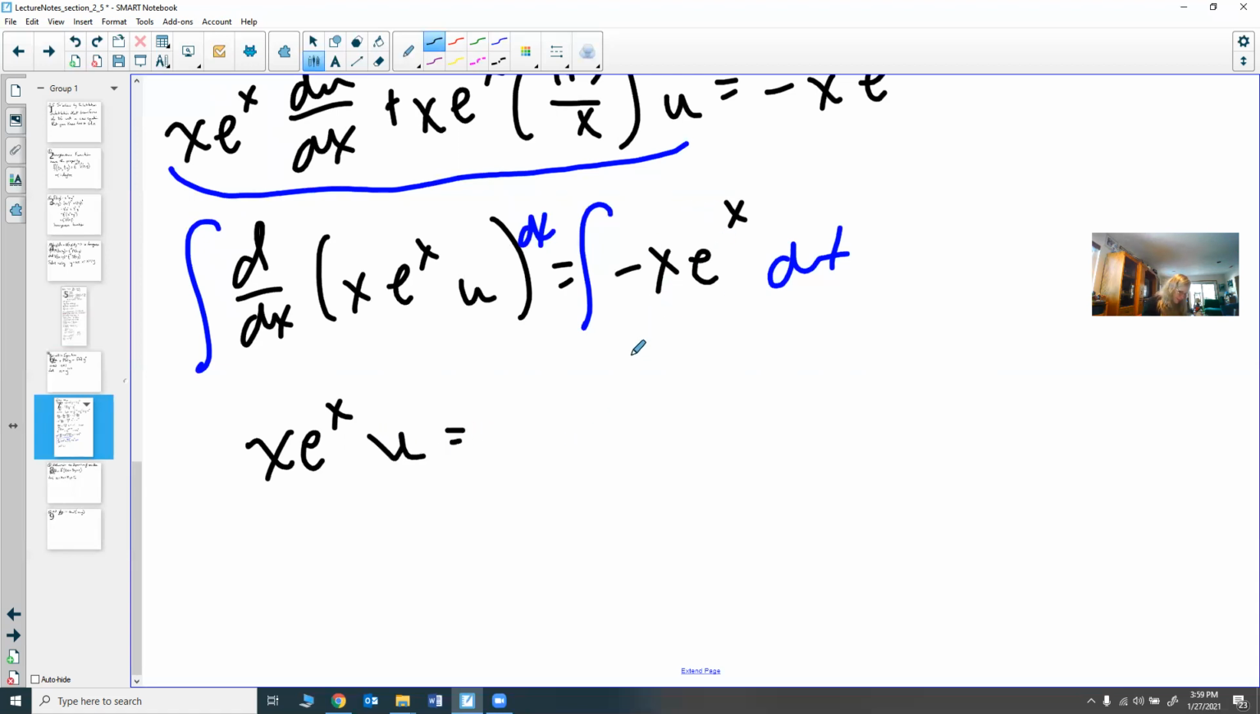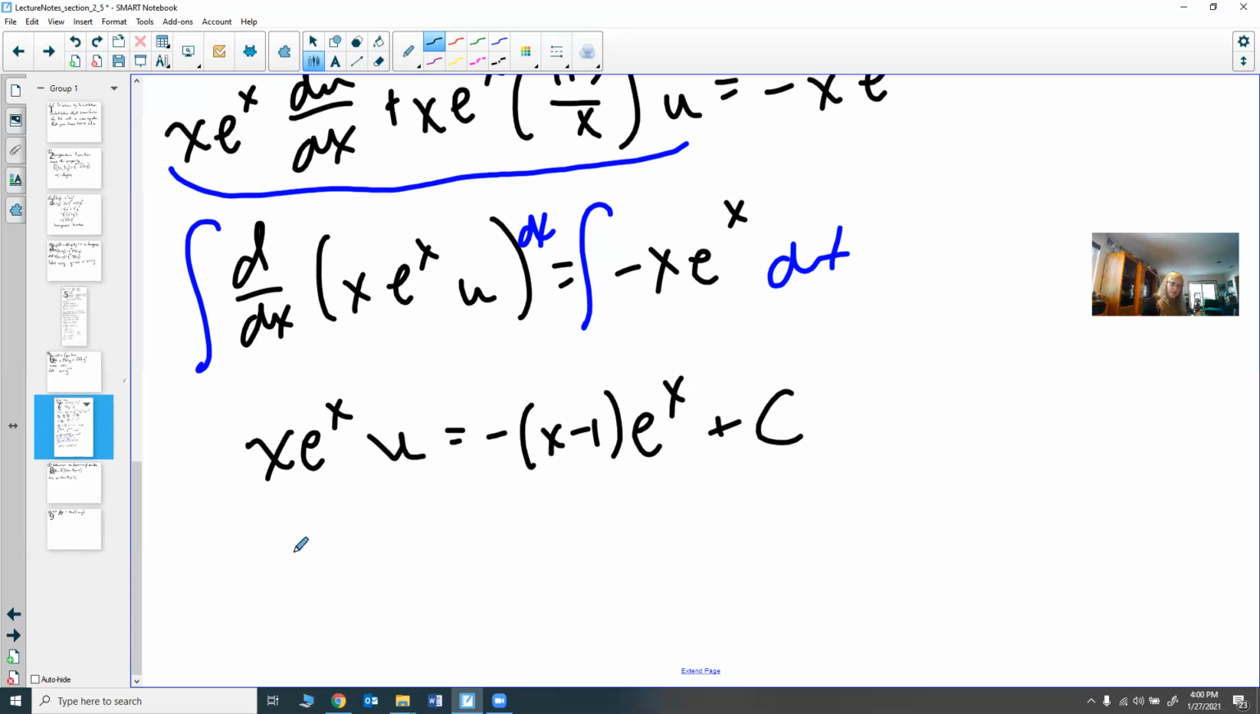And the integral of minus x e to the x is minus (x minus 1) e to the x plus c. Again, find that any way you want: table of integrals, calculator, CAS, anything that works.